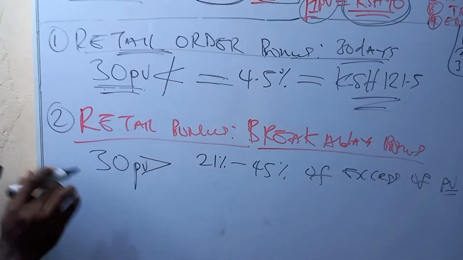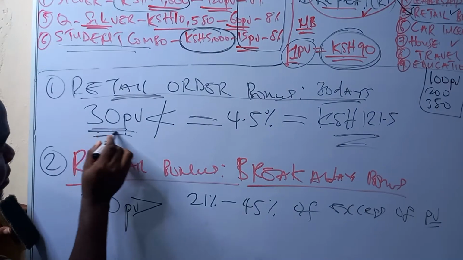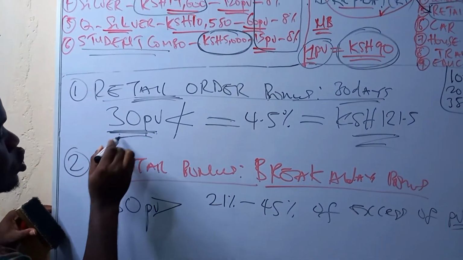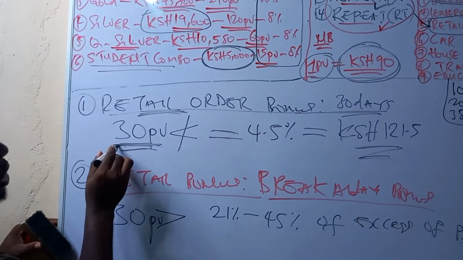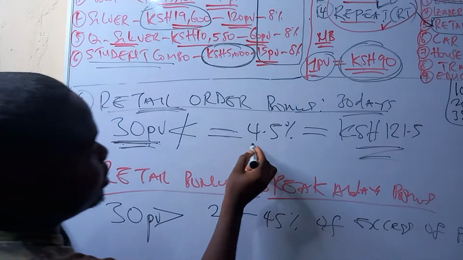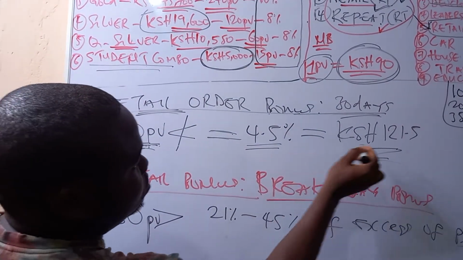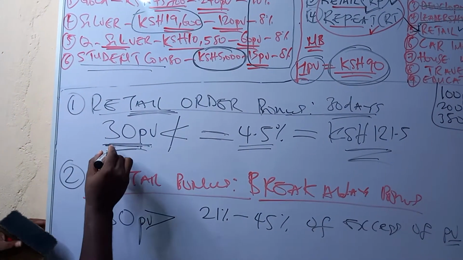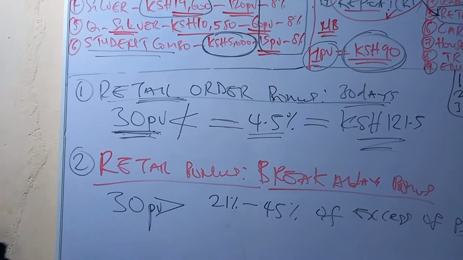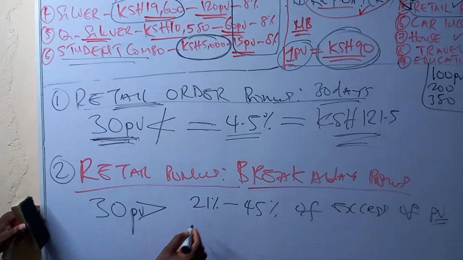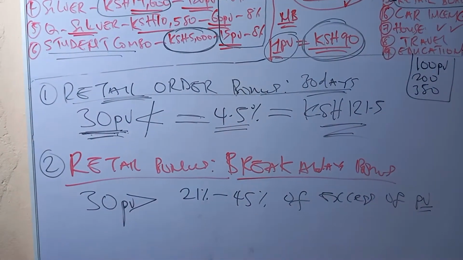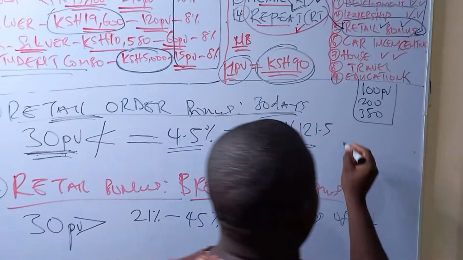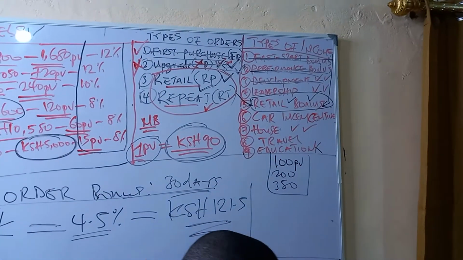Longrich says that firstly, we're going to remove the requirement. This is what qualifies you to earn retail order bonus. For this requirement that you've qualified, you're going to earn 44.5%, which is 121.5 Kenyan shilling. Now, if it is more than the requirement, based on where it is, we're going to pay 21% to 45%. How exactly? Now, please take note. I'm trying to manage the board.